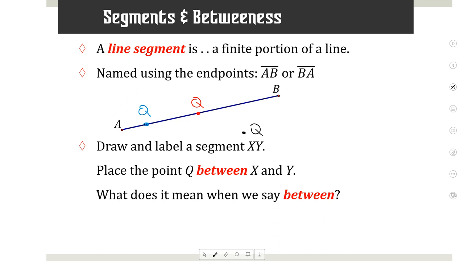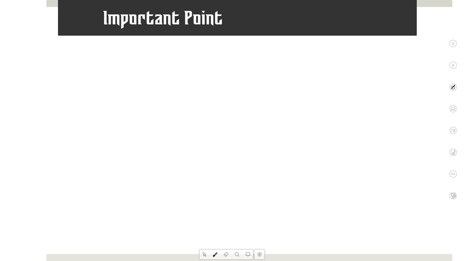So in order to be between, Q just has to be on the line segment. There are an infinite number of places that you could put Q then. It could be here, it could be here, anywhere along here. It doesn't have to be in the middle. Because if it's in the middle, it's called... A point that's in the middle between two other points is called a midpoint. We'll get to that later then, I guess. Okay?